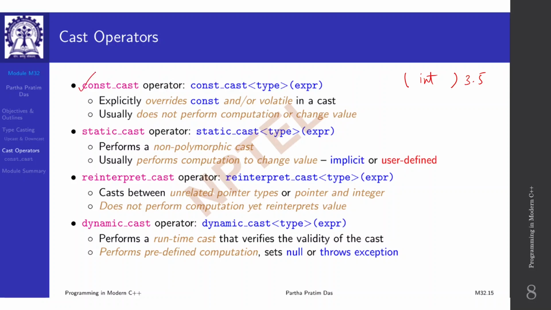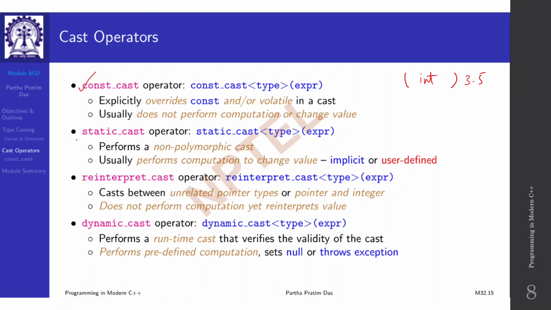So the first one is the const cast operator. This typecasting operator allows us to override the constness of a variable. So if we have a variable which is const, then we cannot modify it. But the const cast operator can be used to override that and modify the variable.